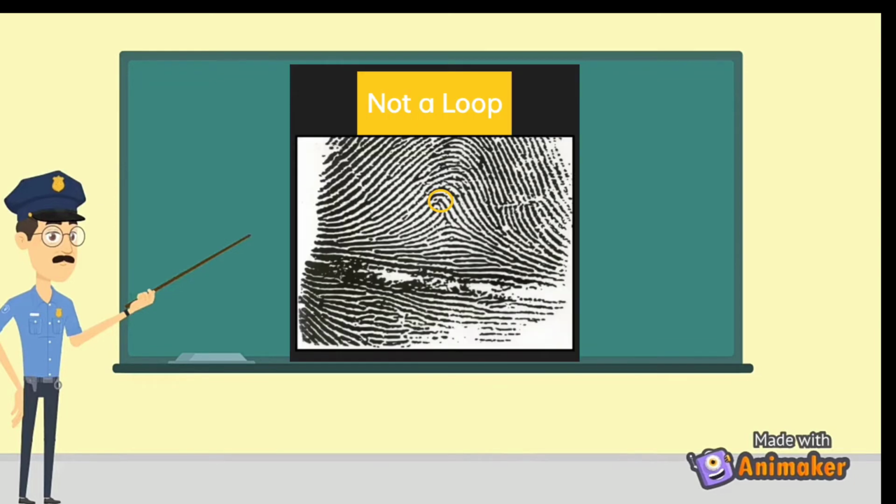This fingerprint image is not a loop, as it failed to comply with the three basic requirements of a loop. As you can see in the image, there is a spoiled recurve. This means that it doesn't have a sufficient recurve, which is one of the three basic elements or requirements of a loop.